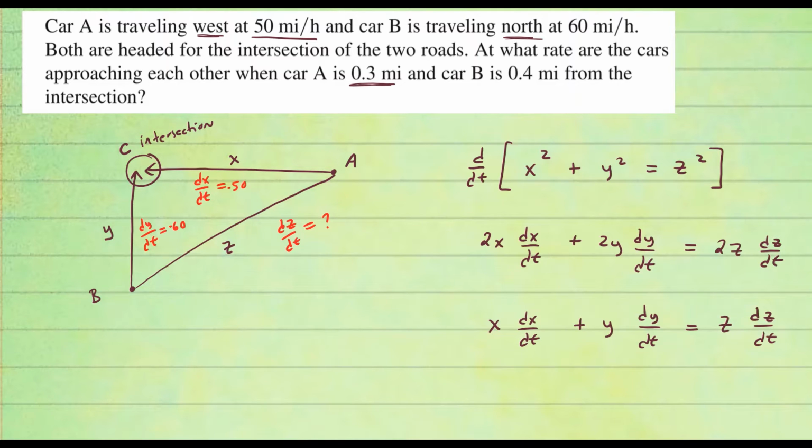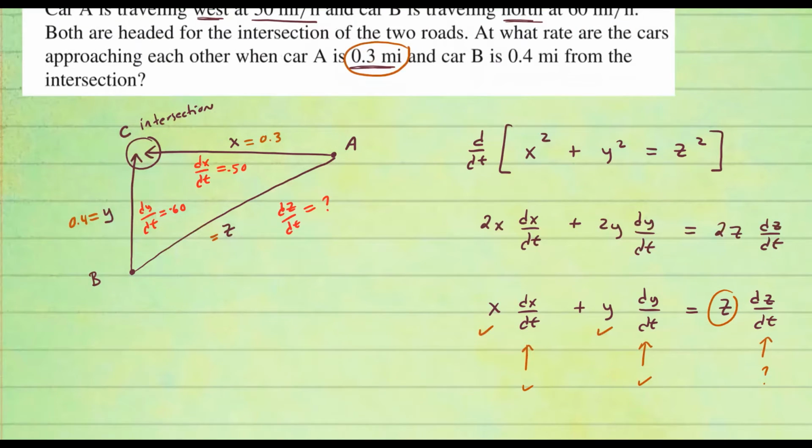So I have this component given, I have this component given, and I'm looking for this one. This is the question mark. Now, if you look at the question carefully, A is 0.3 miles away and B is 0.4 miles away. So really x is 0.3 and y is 0.4, and that enables you to find what z is. We know x, we know y, we can find z. Once we know z, we can use this differential formula to figure out the rate at which they are approaching each other. So how do we do that?